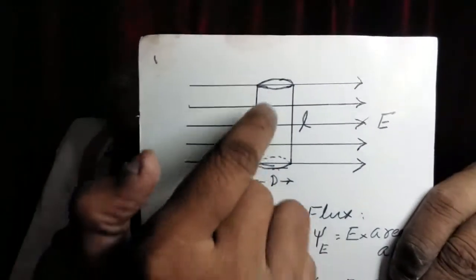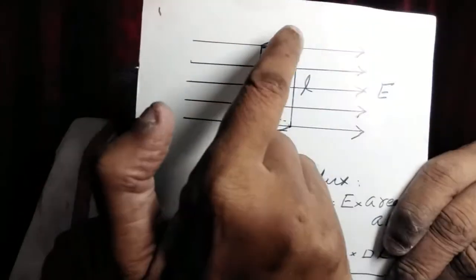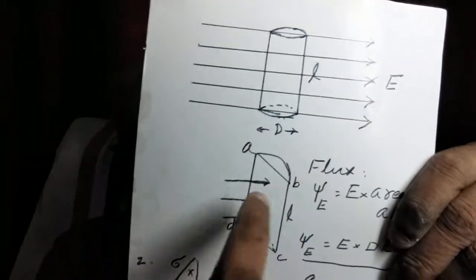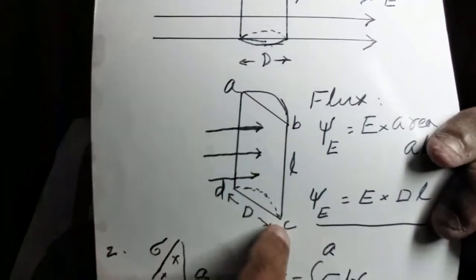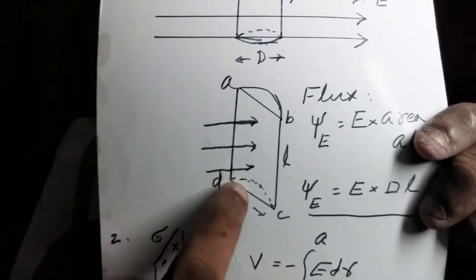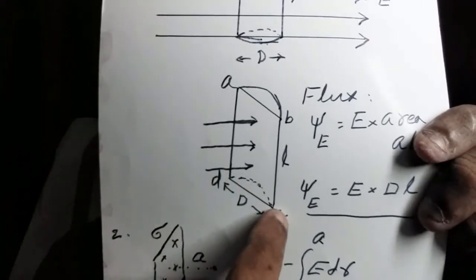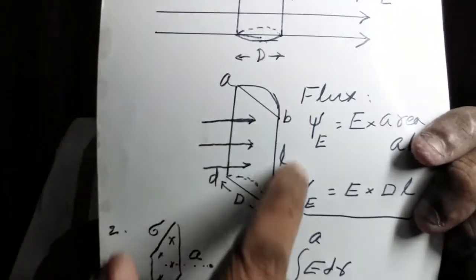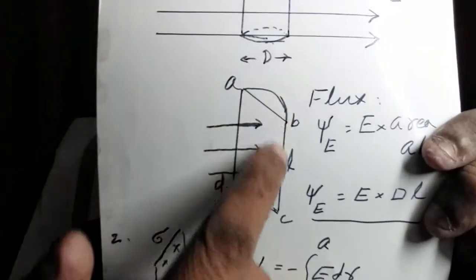Here the question is, what is the total flux entering the cylindrical surface? That is the question. Now, just consider 1/2 of this cylindrical volume. Then this cross section will be a rectangle of breadth D, the diameter of the cross section, and L, the length of the cylinder. Here E is perpendicular to this cross section.